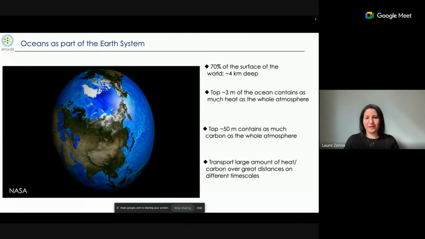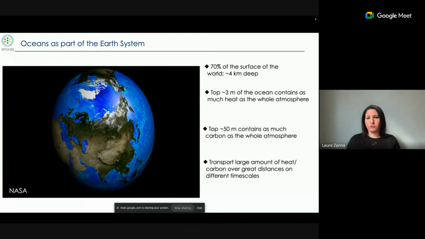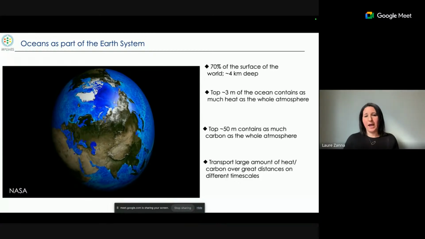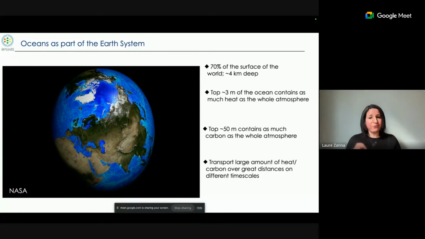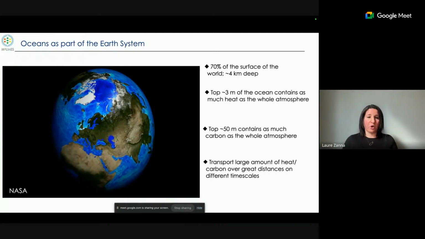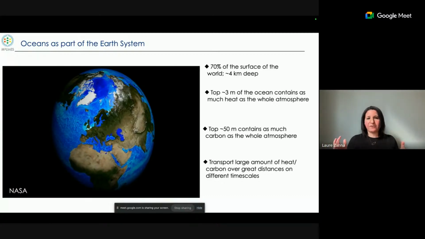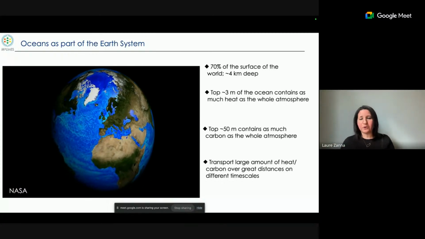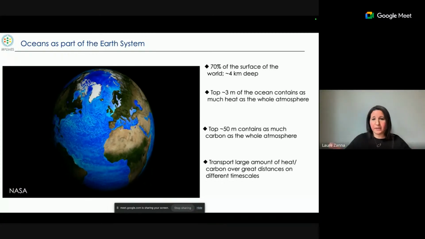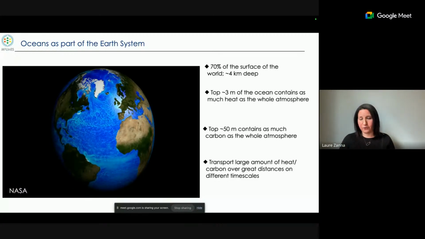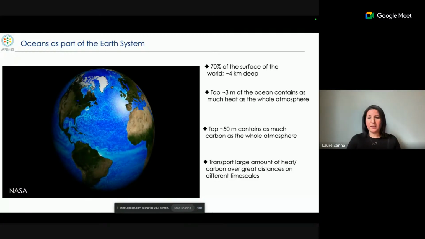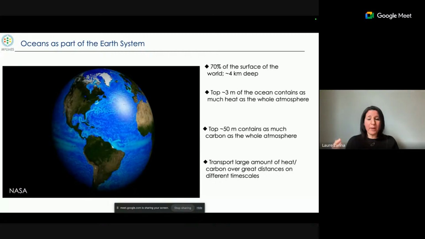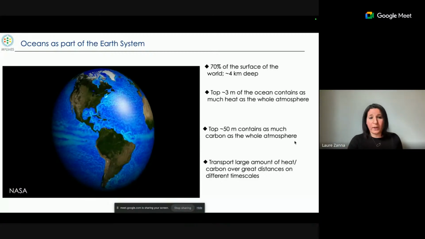Just to put things in perspective, the top 3 meters of the ocean contain as much heat as the whole atmosphere, and the top 50 meters contain as much carbon as the whole atmosphere. So it's a pretty massive reservoir of heat, carbon, oxygen, and so on. It's a little bit like the lungs of the climate system. It can breathe in and out different tracers. But it can also move them around, so it can move momentum, heat, and carbon over great distances.